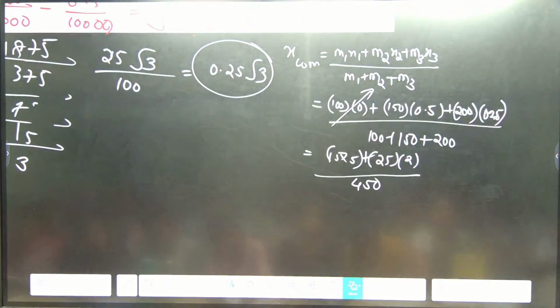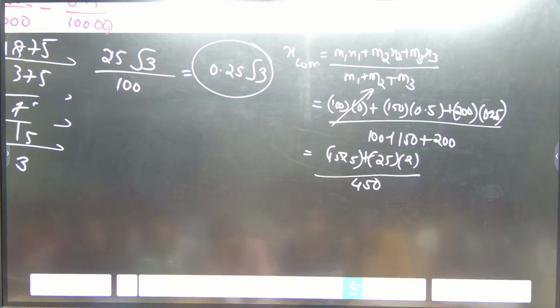So what is the answer for the center of mass of x? 5 by 18.